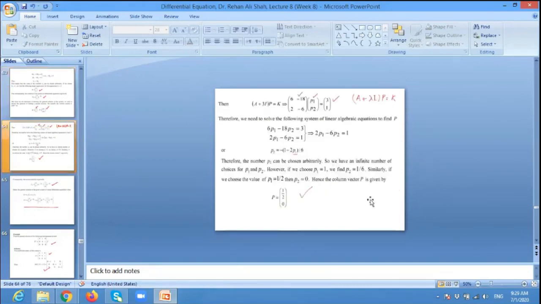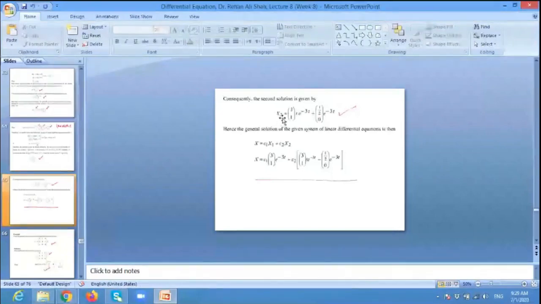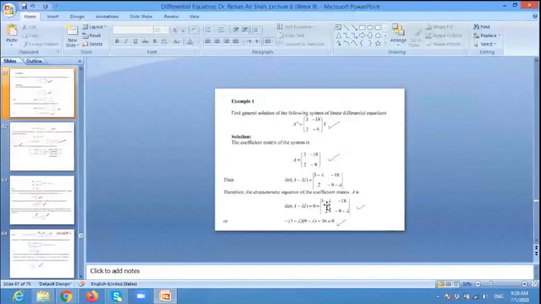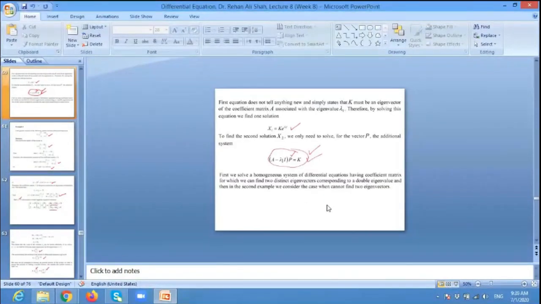Second solution will be, उसके लिए मुझे p की जरूरत पड़ेगी. Then we will put it, x2 will be equal to k1 t e power lambda t plus p e power lambda t. What is p now? P is actually the solution of A plus 3I P equal to k. So if you solve this, you will get the value of p. So यहाँ पे theory में mention है, P is actually the solution of this system: A minus lambda 1 I P equal to K. K means the first eigenvector. ये clear हुआ?